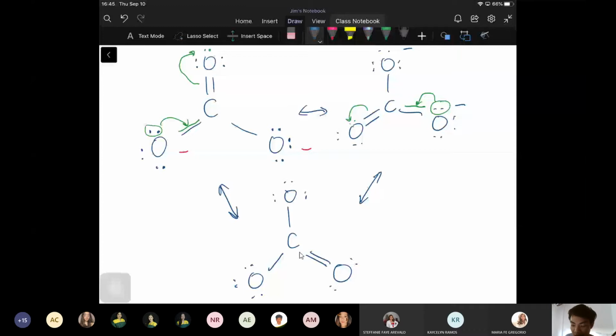Tapos ano pa? Pwede gawin is itong yan naman, yung lone pair niya, sabi niya, oh, ayoko na, gusto ko na bumalik. Gusto ko na maging double bond na.